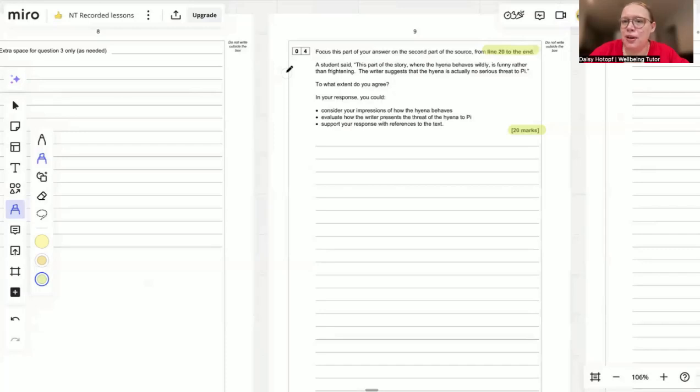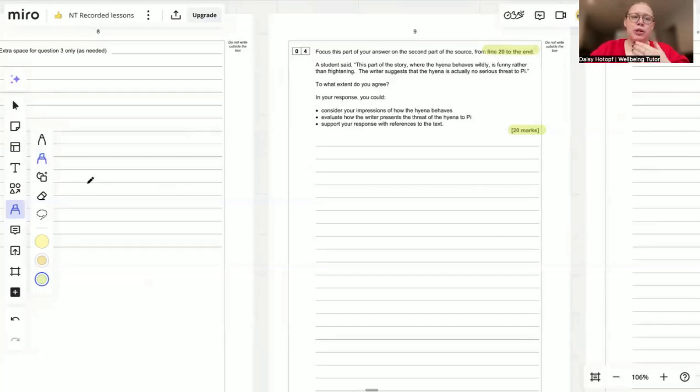The hyenas are behaving wildly. And it's funny, it's entertaining to read. And then you will sit down and you will think, okay, where is my evidence for agreeing with this writer, with this student, sorry. And you'll pick out your evidence for agreeing with it. You might pick out a sentence where the comedy comes through, and then you write using that.